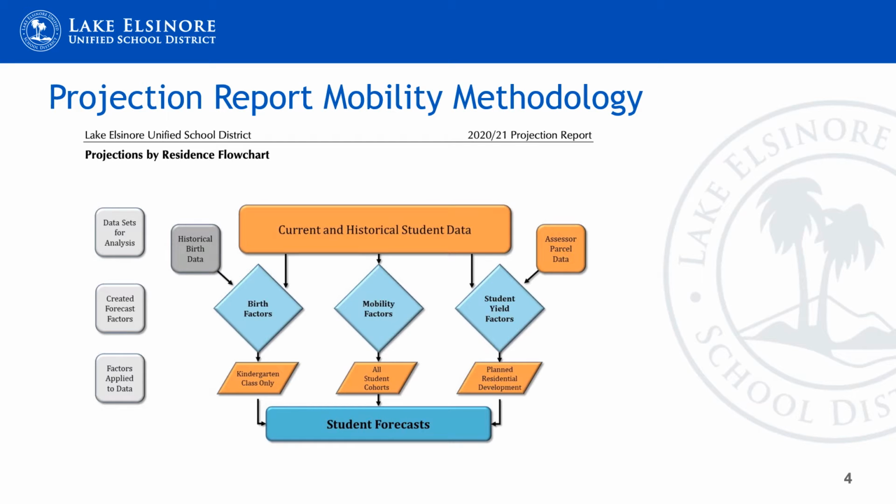The overall projections report methodology relies on combining our current and historical student data with the investigation on birth rates to predict kindergarten enrollment, student mobility for retention of student cohorts grade level to grade level, and the student yield factors to better understand the influence new housing developments will have on enrollment numbers. This presentation will take a deeper look into student cohort mobility.